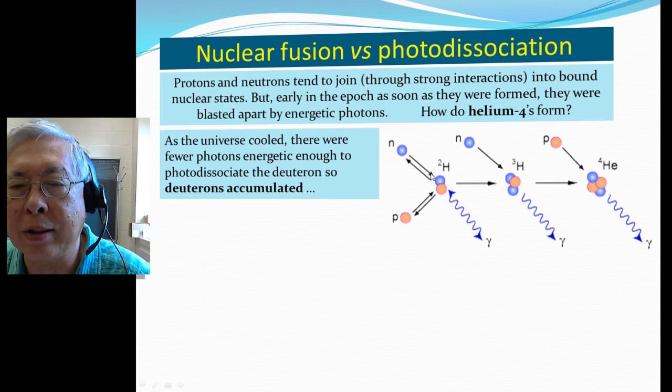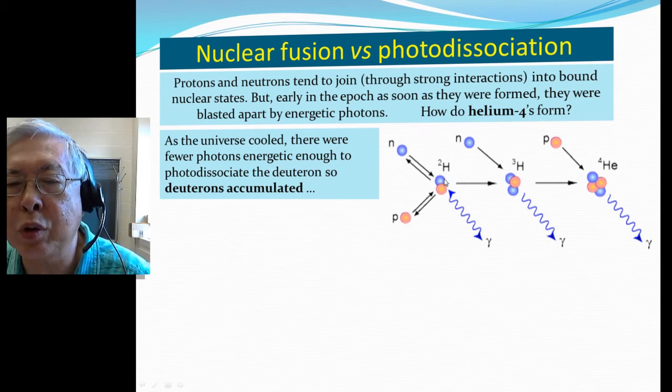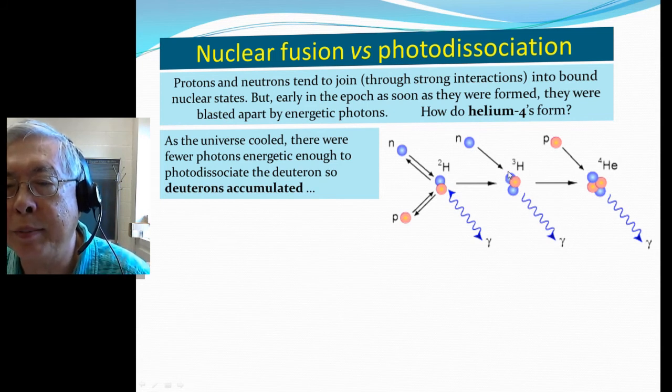So all these are reversible processes until the universe cools in such a way that the ambient photons are not energetic enough to trigger the reverse reaction. So therefore, a proton and neutron turn into a deuterium, and the deuterium combines with another neutron, emitting a photon, to become tritium, the isotope of hydrogen with two neutrons, and then combines with another proton to form helium-4.